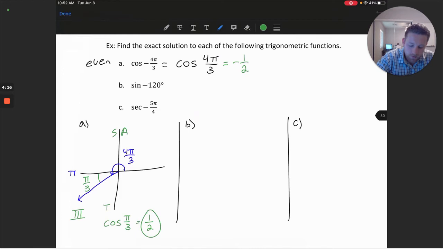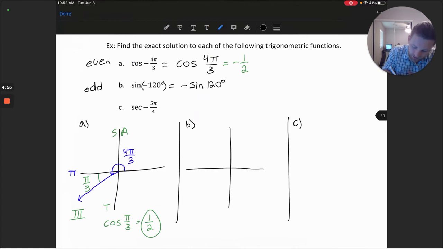The second example, part B, we can take a look at the sine of negative 120 degrees. This is an odd function for the sine function. And so this tells us that this will be equivalent to negative sine of 120. So we can negate the outer sine and negate this inner sine. That would be the definition of an odd function. So we could use negative sine of 120.